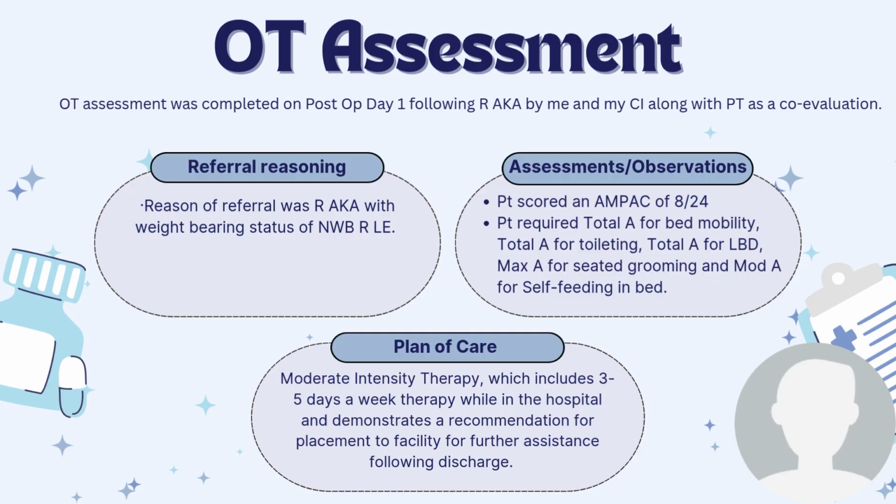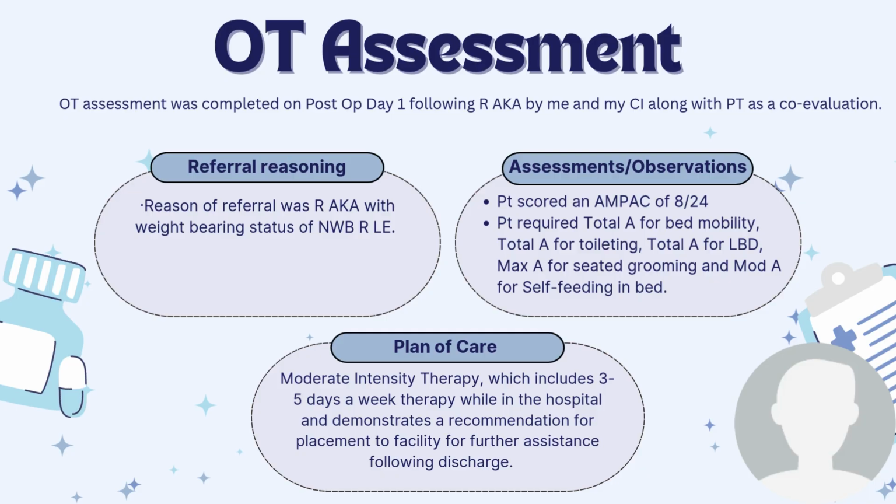Her assessments and observations, she scored an 8 out of 24 on her AMPAC. The AMPAC breaks down into 6 categories. So putting on and taking off lower body dressing, she was a 1, which would mean total. Bathing is a total. Toileting, she had a Foley, and then she was going in a brief and having to be changed. So that would be total.